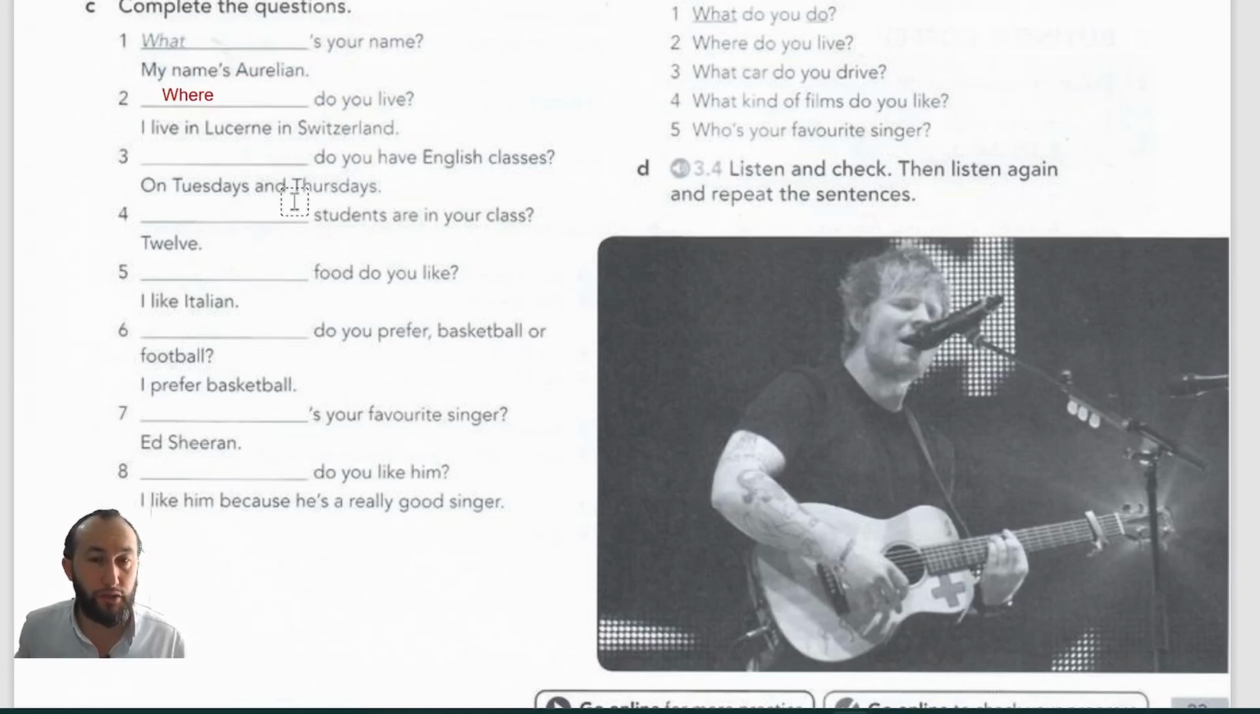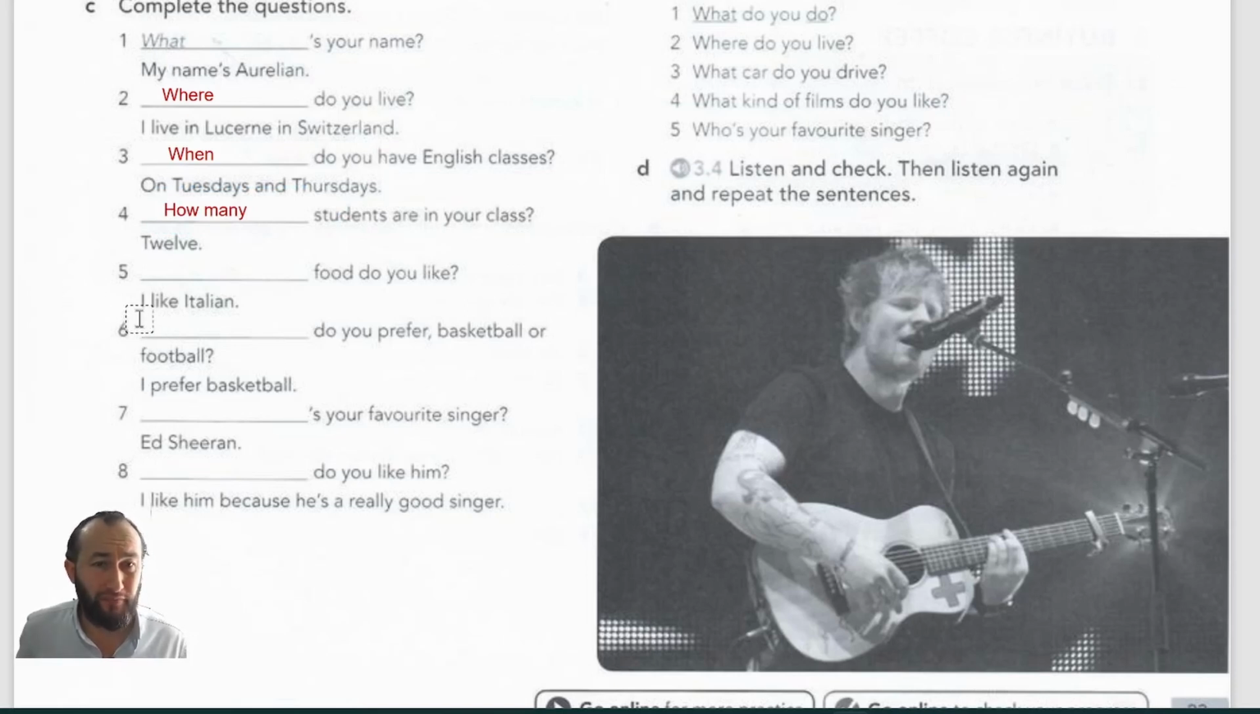Number 3, on Tuesdays and Thursdays. This is about day, so this is time. So the question word for time is when. When do you have English classes? On Tuesdays and Thursdays. Number 4 is 12. It's about number. So we say how many. How many students are in your class?